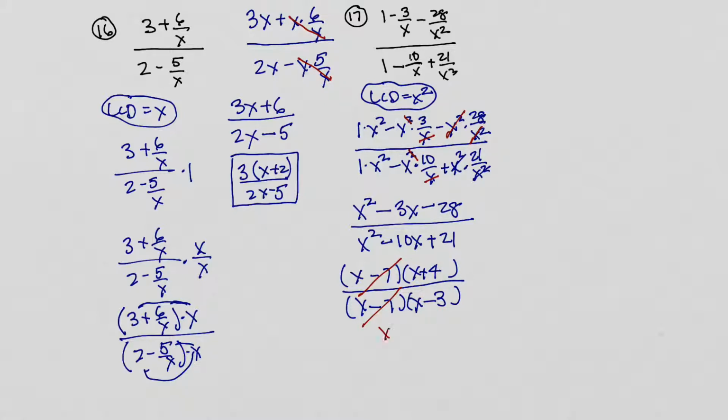So we're going to be left with x plus 4 over x minus 3. And this is all going to work as long as x is not equal to, follow it right back up. You can't use a 7. You can't use a 3.